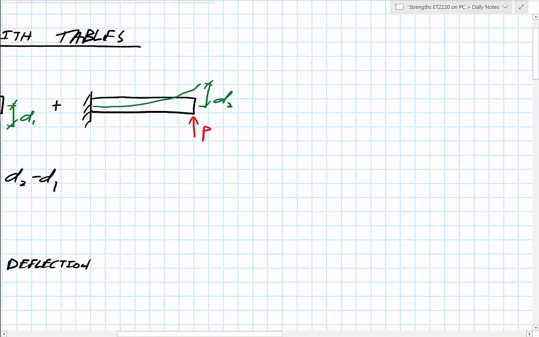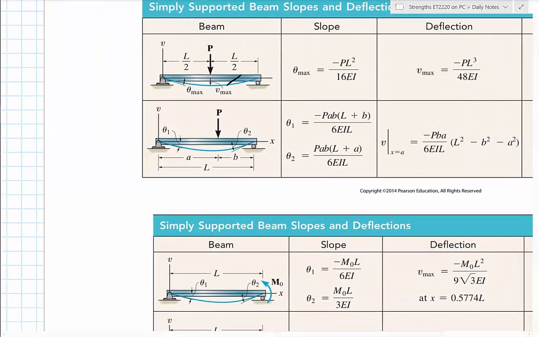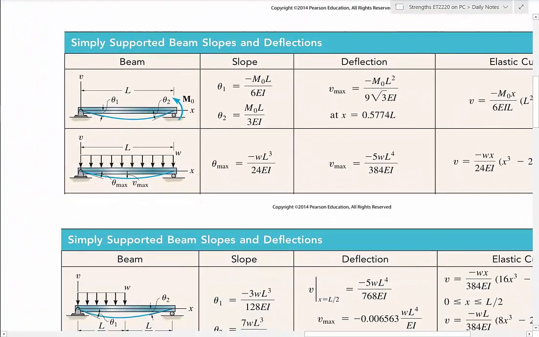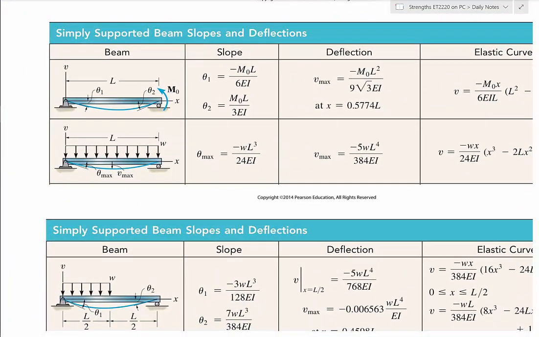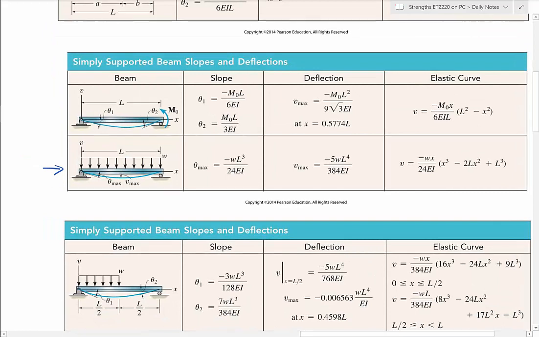So going back over to these tables, the first one I'm looking at is a distributed load over the entire section, right? Here's what really gets a lot of people: what I'm looking for in this problem is the maximum deflection on this beam. And you'd think this would be great, I have it right here. V max for distributed load is minus 5 WL to the fourth over 384 EI.